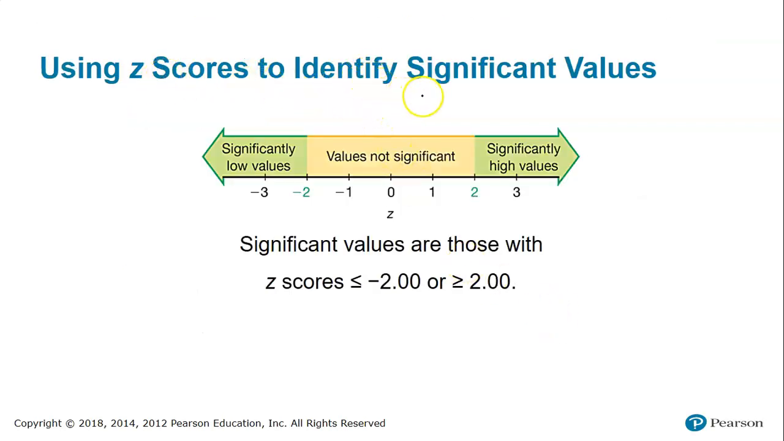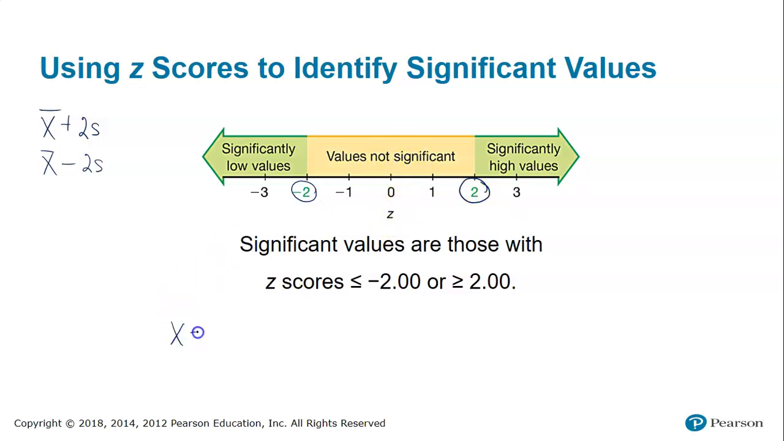Okay, so using z-scores to identify significant values. Before, when we were determining if something was significantly high or significantly low, we would do the mean plus 2 standard deviations, and we do the mean minus 2 standard deviations. But because we've already standardized these to z-scores, we just have to look at the z-score itself. So if I have a z-score that's larger than 2, then it's going to be considered significantly high. If I have a z-score that's less than -2, then it's going to be considered significantly low. Anything between -2 and 2 is not going to be significant. So you want to keep that in mind.